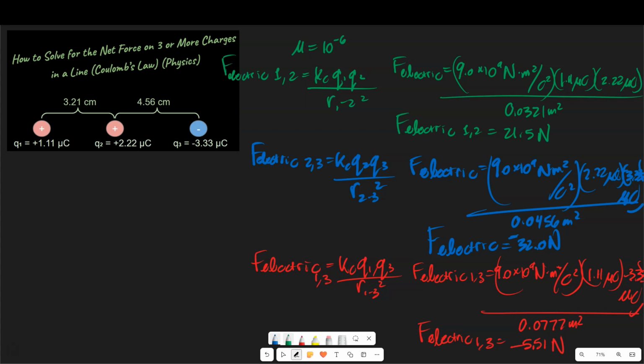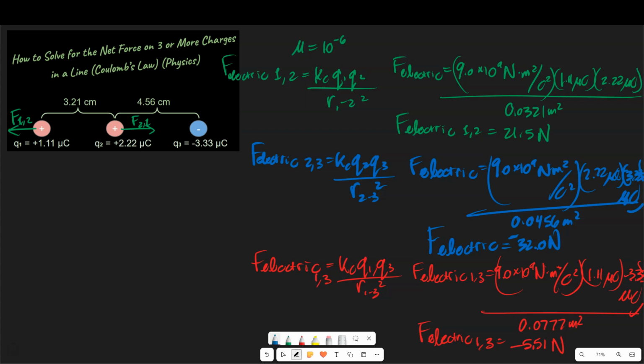Let me label the forces that we're dealing with. So if we look at the interaction between 1 and 2, remember, this is going to be repulsive. One way we know that is we get a positive response out of Coulomb's law. Another way we know that is just conceptually like charges repel. So this we'll label as the force on 1 from 2. This is also the force over here on 2 from 1. Remember, forces come in pairs, and these are going to repel each other.